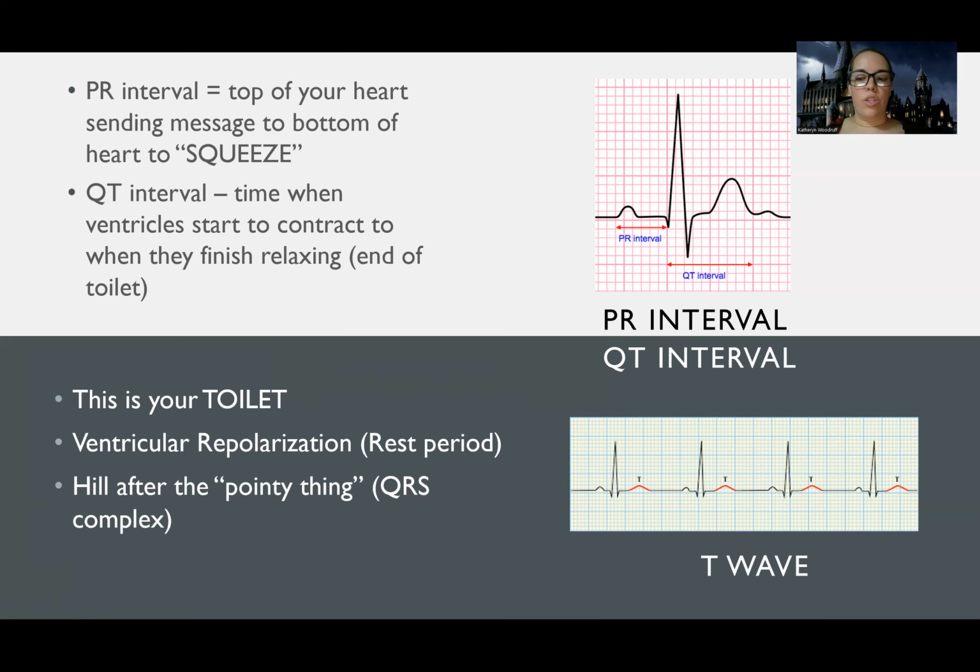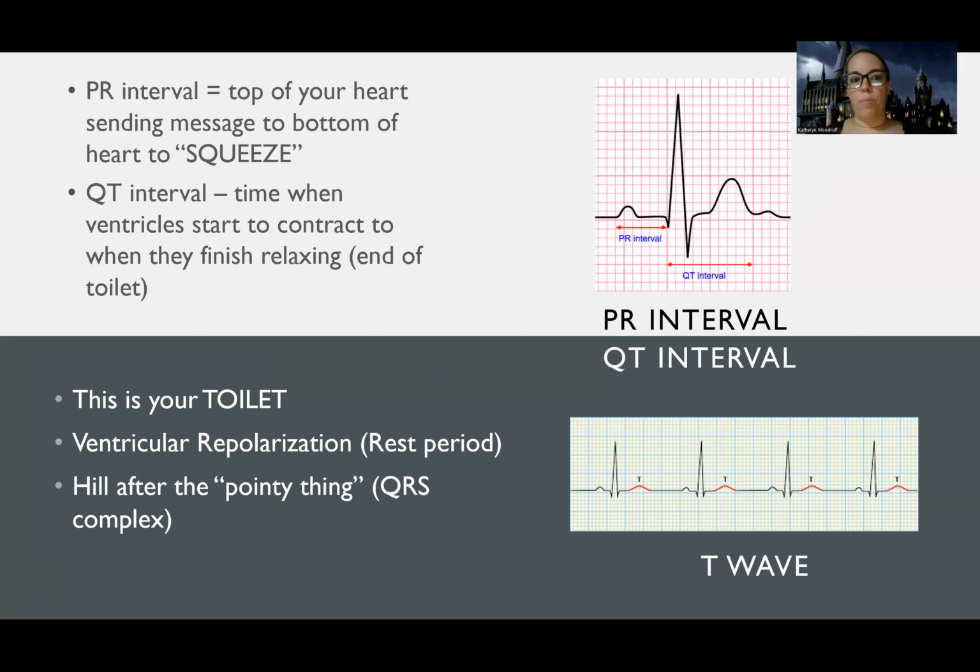And it's important for it to do that, because if it takes too long, eventually we get into other types of blocks. When the top of the heart is not sending messages to the bottom of the heart, it eventually can progress to where the bottom of the heart's like, hey man, you're not sending me messages. I'm going to do my own thing. You do your thing, I'm going to do mine. And we really want the top of the heart and the bottom of the heart to be in sync. We don't want them to be doing their own thing. But that's the PR interval.